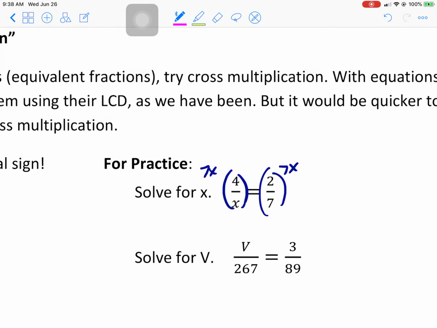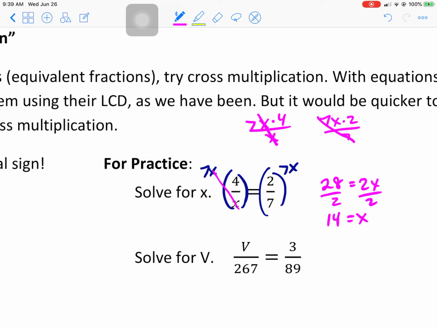And it would be 7x times 4 over x, and the x's would go away, right? So you'd be left with 28 here, and then 7x times 2 over 7, you reduce the 7, so you get 2x over there. Divide by 2, you get x equals 14. Okay, so that's how you would do clearing fractions. You have to find the LCD, then reduce, and then you're there.